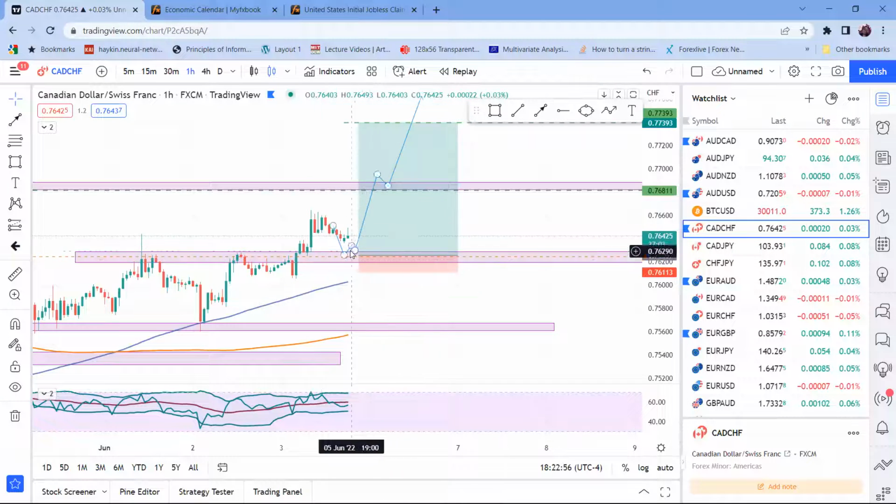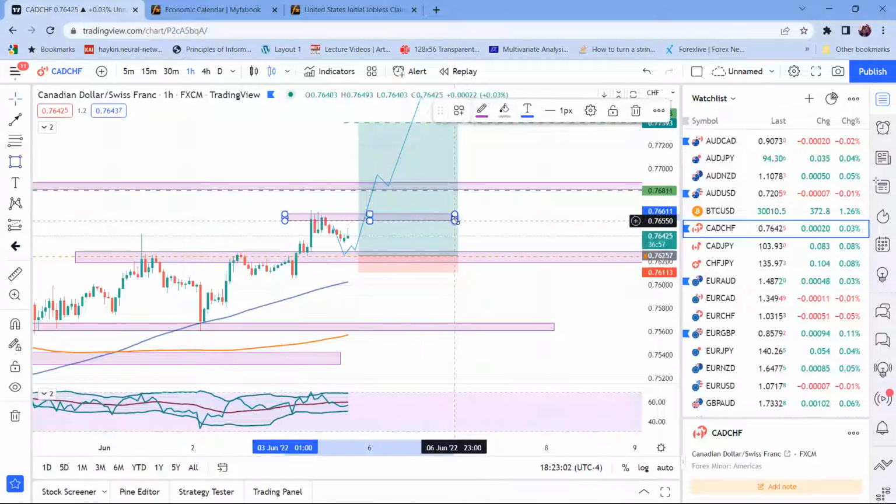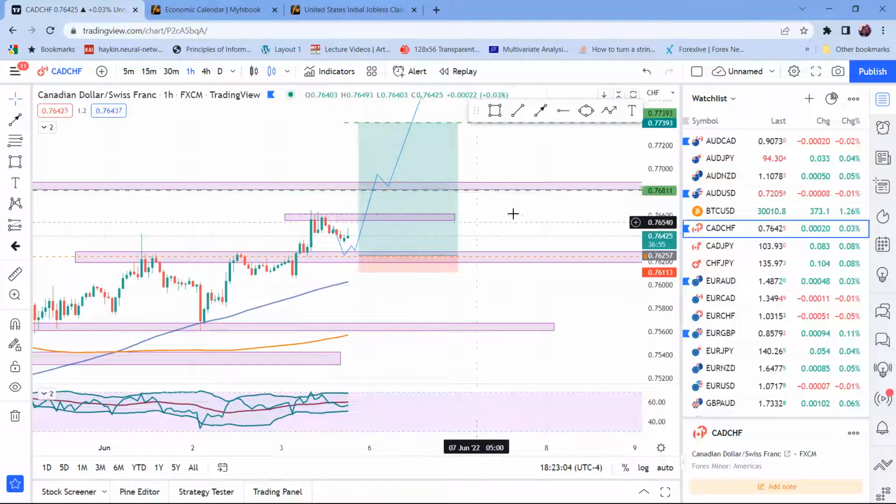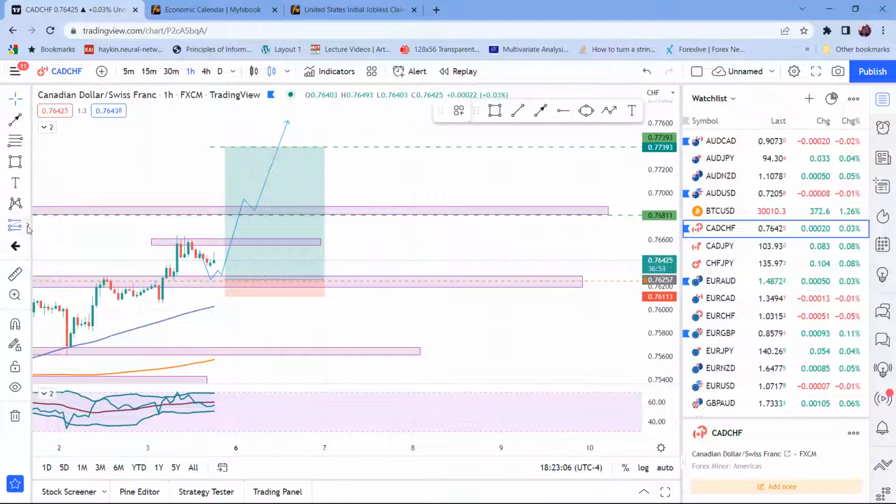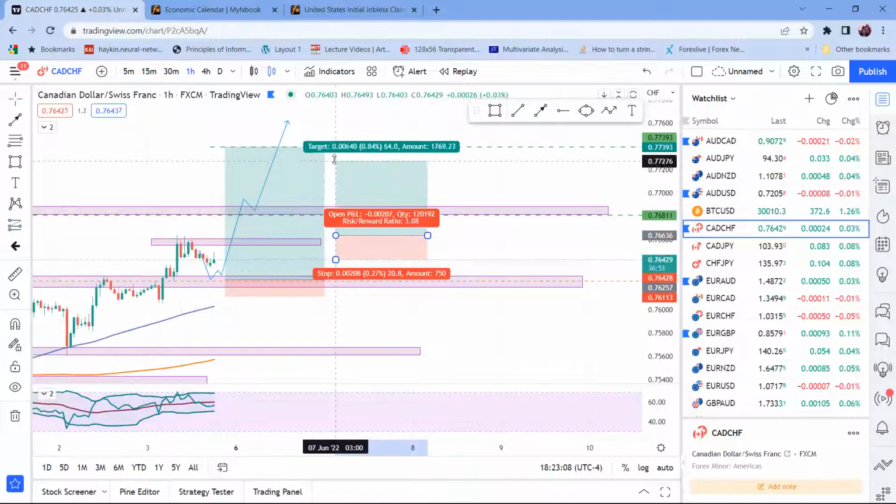Now, if price comes into here and we see a rejection and continuation move, like maybe if we pass this level right here, then yeah, I would possibly enter maybe something like this right here.